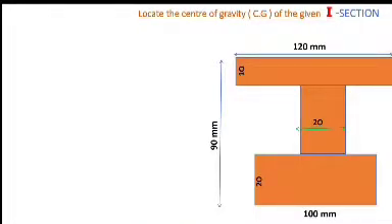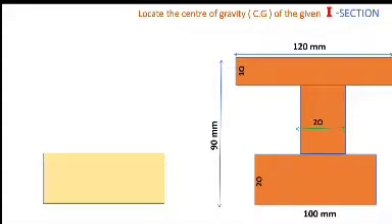The question is to locate the centroid or center of gravity of the given I section. The dimensions are given here: bottom flange, web and top flange. The bottom base is 100 mm and the total height is 90 mm. First of all, the given I section is split up into 3 rectangles. That is the bottom horizontal rectangle, the bottom flange. The dimensions of the bottom flange are B1 equal to 100 mm and D1 equal to 20 mm.